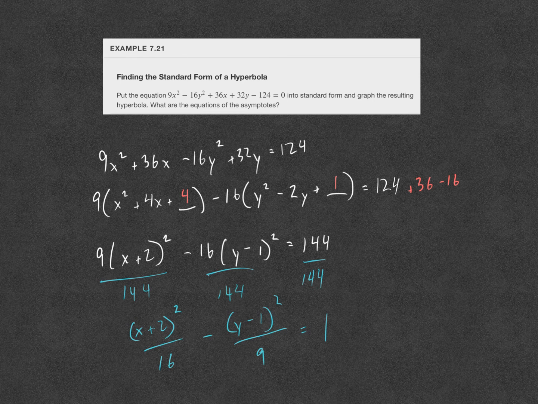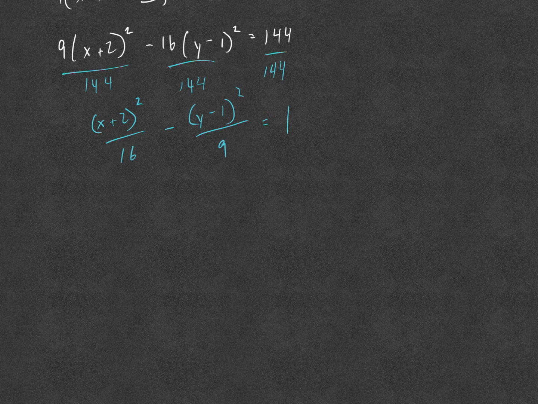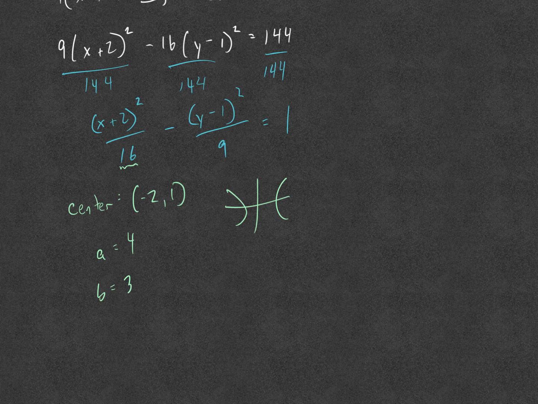Now what important pieces do we need out of that equation if we're going to draw the graph of this hyperbola? Well, our center is at -2 comma 1. That's really important. The value of a is 4. The value of b is 3. And the fact that the 16 is larger, a is 4, b is 3, tells me that if I draw a really, really poor sketch, my hyperbola looks like that. If the number underneath the y term were larger, the hyperbola would be oriented vertically.